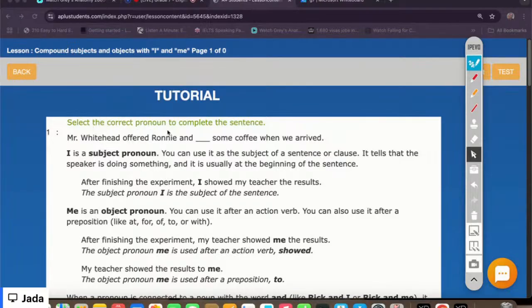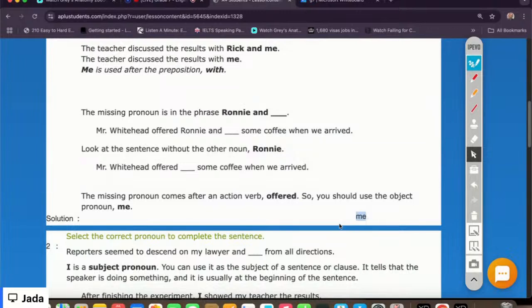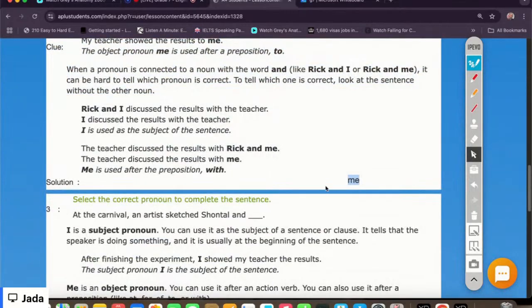So select the correct pronoun to complete the sentence. Mr. Whitehead offered Ronnie and me some coffee when we arrived. So Ronnie and what? Me. Because you can say Mr. Whitehead offered me, if you take away the noun Ronnie, you can use me. Reporters seemed to descend on my lawyer and me from all directions. So on me. Okay.